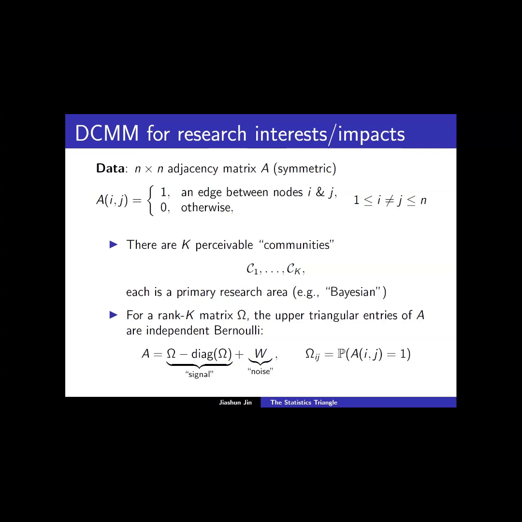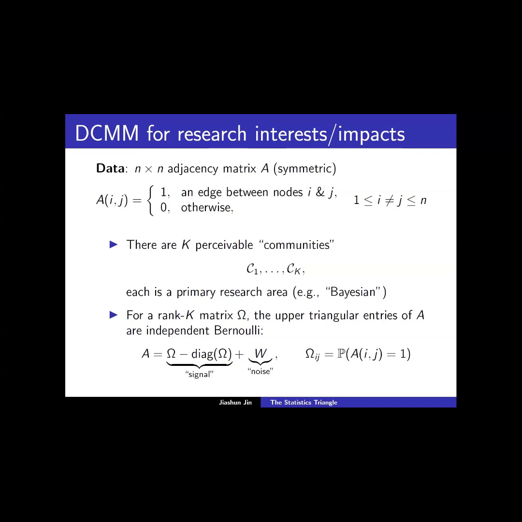The data is a symmetric binary data set. We do not count self-citations, so the diagonal is always 0. It's a symmetric binary matrix, and the diagonal entries are all 0. We assume there are K perceivable communities. Each of these communities is a primary research area in statistics. So K is relatively small, for example 3.